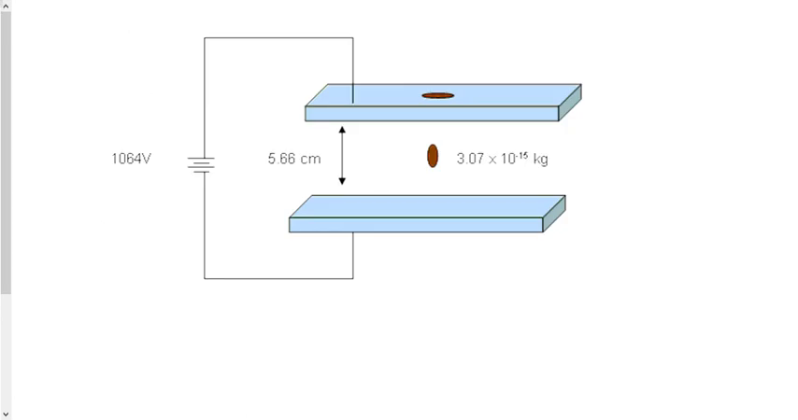All right, next one. What about the Robert Millikan experiment? Well, we are going to suspend an oil drop in midair here. So we'll have force gravity downwards, and of course force electric upwards. And these two will be equal to each other if that's suspended there.